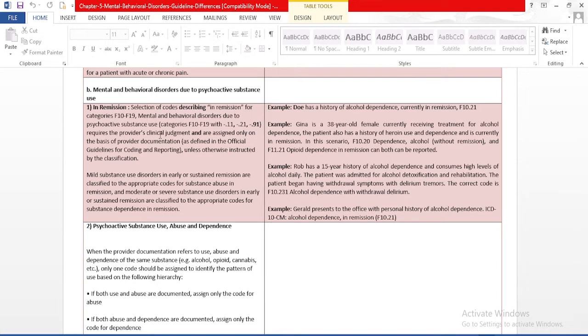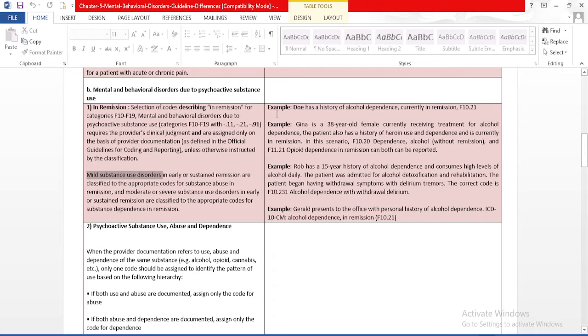to code remission. So mild substance use disorders in early or sustained remission are classified to the appropriate code for substance abuse in remission, and moderate or severe substance use disorders in early or sustained remission are classified to the appropriate codes for substance dependence in remission. So basically here for mild substance use disorders, we need to code the substance abuse in remission code. For moderate or severe substance use disorders, we need to code substance dependence in remission.